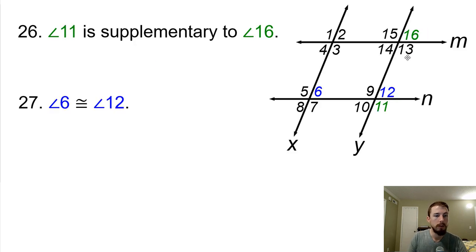All right, 26 says angle 11 is supplementary to angle 16. So 11 and 16 here. So these are same side exterior angles, just like same side interior. They have to be supplementary, and they tell us they are supplementary.